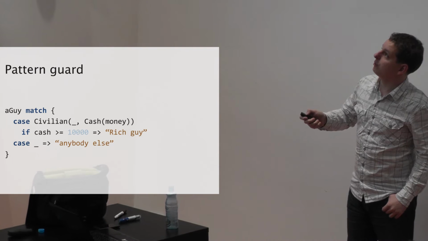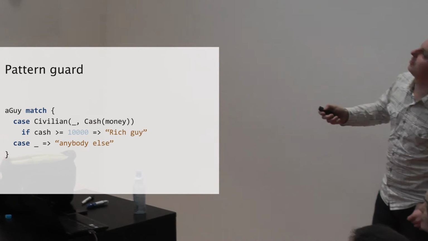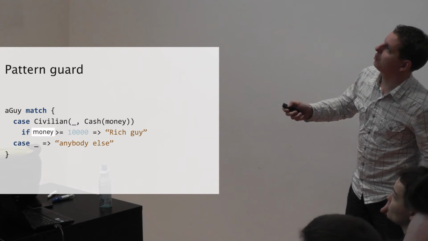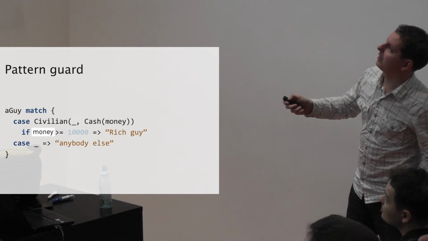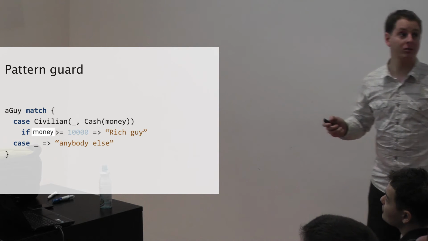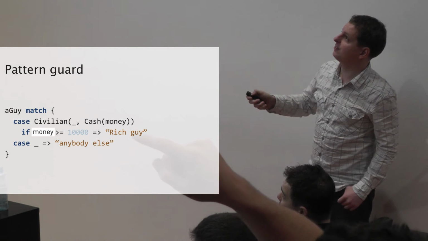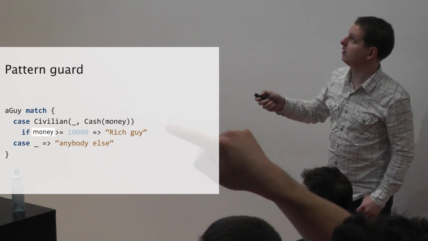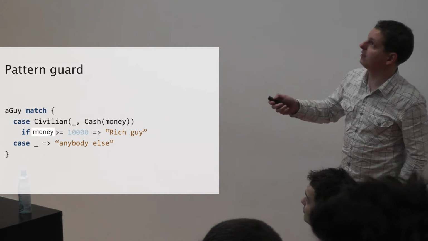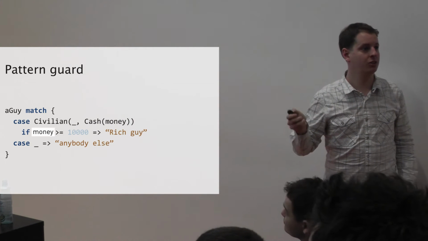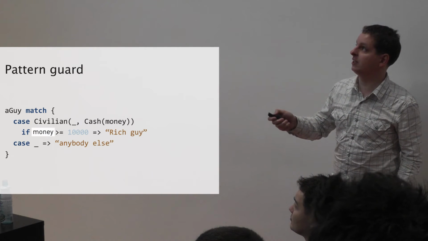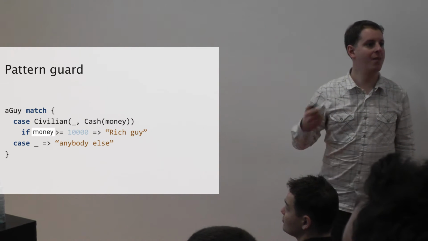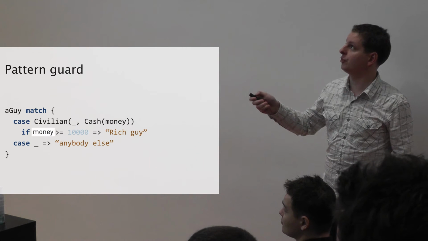And sorry, there is a typo. This should be money, not cash. You can put an if expression, an if clause, and it's still in the definition of the branch. So it's not a nested if expression. It's a part of the pattern. So this will match a civilian whose cash is at least 10,000. And then it matches and returns a rich guy.